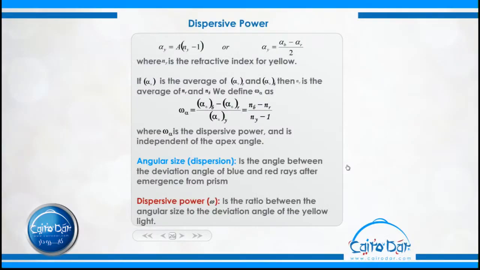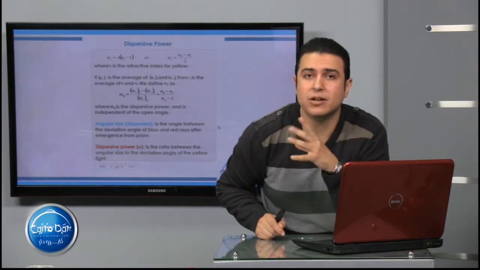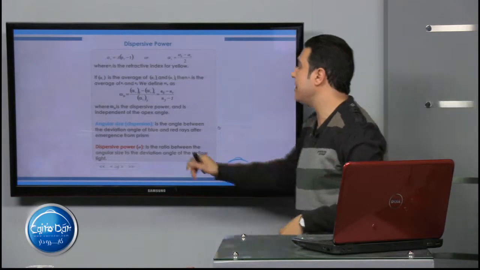Okay, so angular size or dispersion. Angular size or dispersion is the angle between the deviation angles of blue and red light after emergence from the prism. This is the definition of angular size. It is the difference in the angle of deviation between blue and red rays after emergence from the prism. It is called the angular dispersion or angular size.